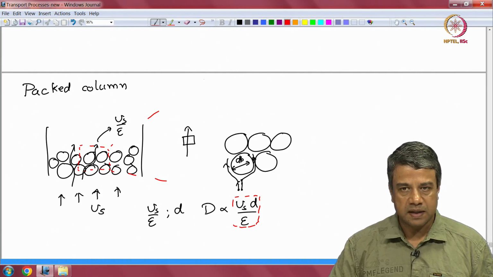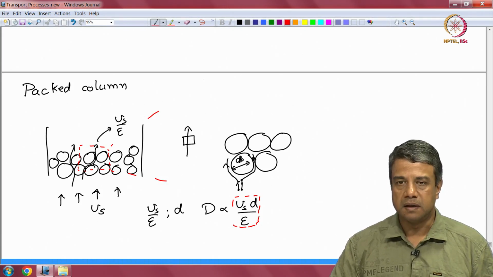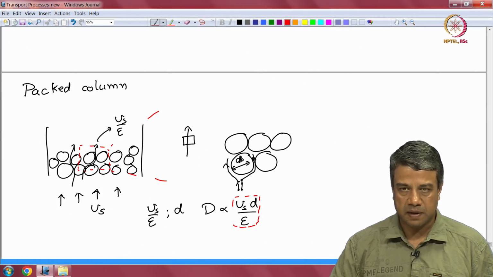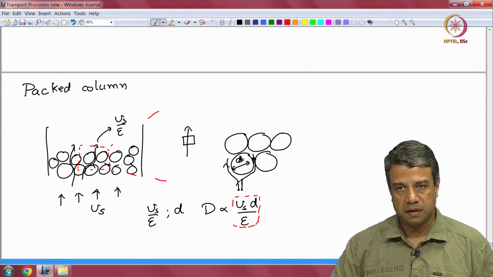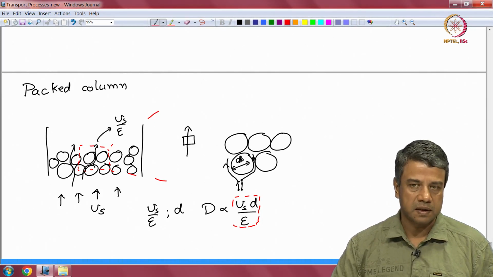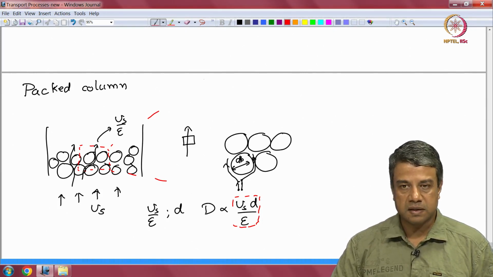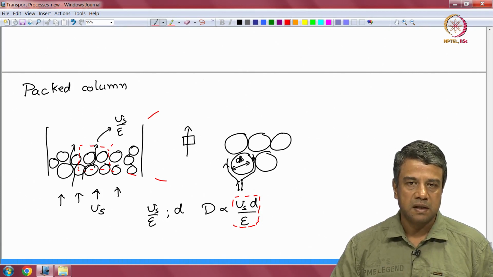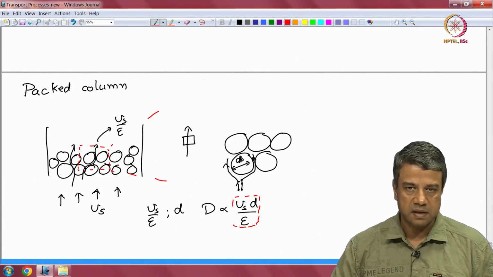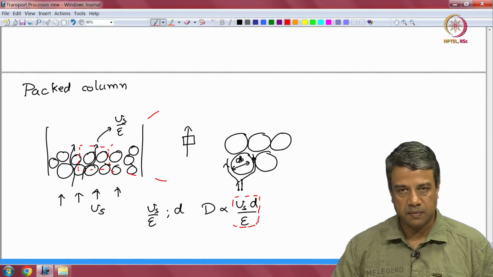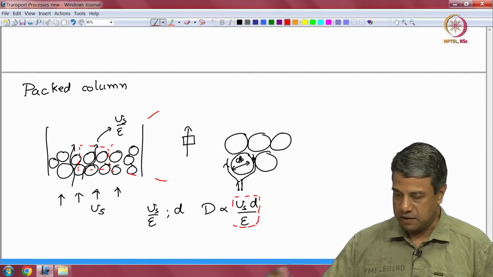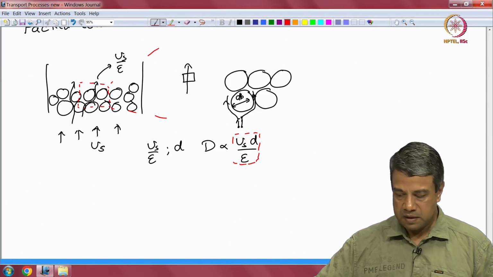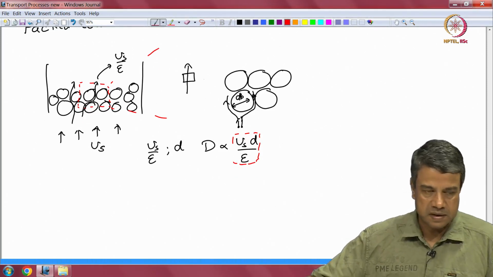You can derive more exact results for this if you take microscopic models for the particles and look at how the dispersion increases as the fluid goes around those particles. But those things require a more complex description. I will just restrict attention here to saying that the dispersion coefficient increases with the velocity and with the diameter. Velocity is superficial velocity divided by epsilon. Okay. So, that is as far as dispersion in a packed column is concerned.